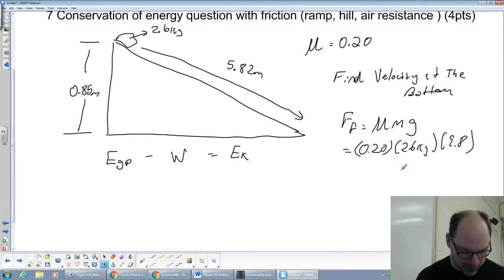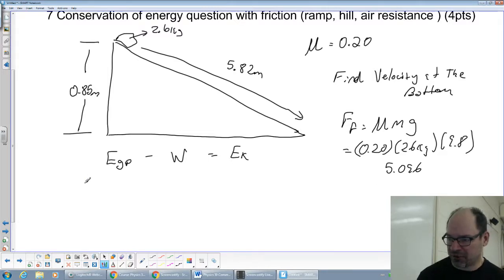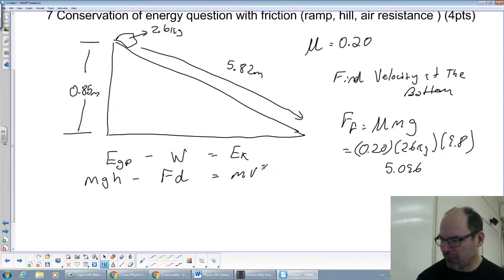0.2 times 9.8 times 2.6 is 5.096. Not going to round anything till the end. Okay, so now I have to do my equations. So this is mgh minus fd equaling mv squared over 2.